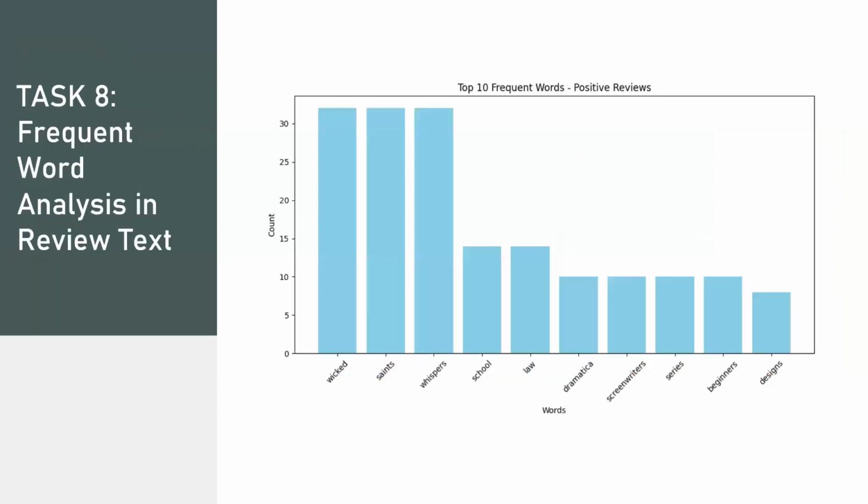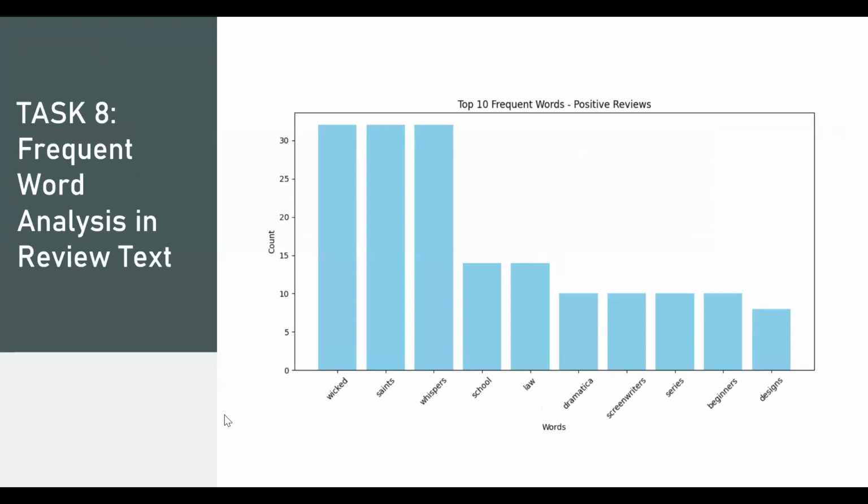Thank you so much, Hadija. My name is Helen Nakaungu, and I'll start with task 8, which is the frequent word analysis in review text. This bar chart shows the top 10 most frequently used words in positive reviews from the dataset. The words wicked, saint, and whispers appear with the highest frequency, each occurring more than 30 times.